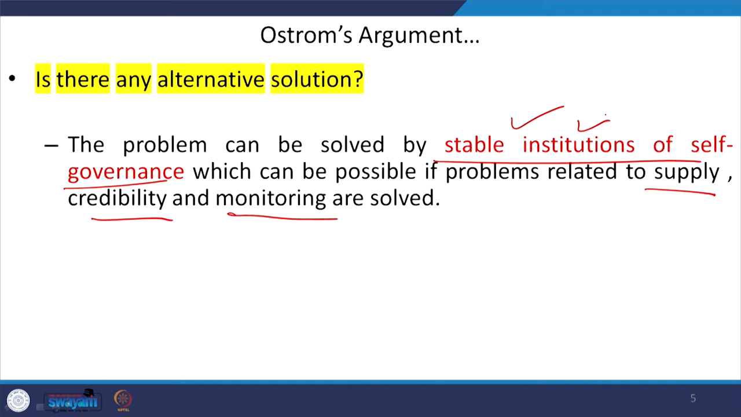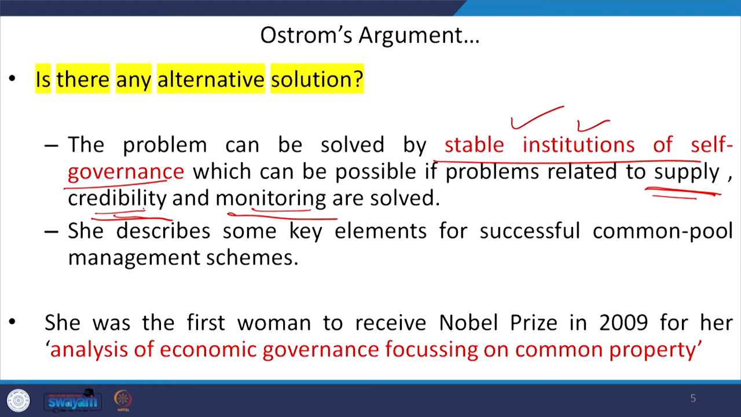But there are certain problems that need to be fixed: the supply side problem, the credibility problem and the monitoring problem. If these three issues are fixed, then there would be no problem in self-governance, in maintaining a stable institution for governing the commons itself. And she also describes some key elements, the variables for successful common pool resource schemes, that we will be talking about. Because of this contribution, which is really novel and different, and because she has taken into account many empirical evidences from countries like Japan, Switzerland, Philippines, California, Canada and Turkey.